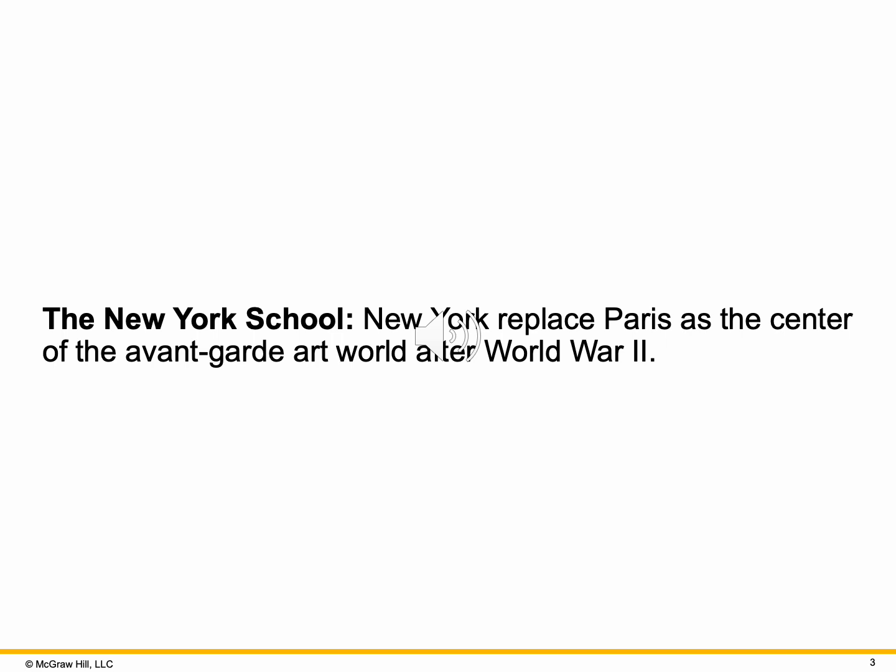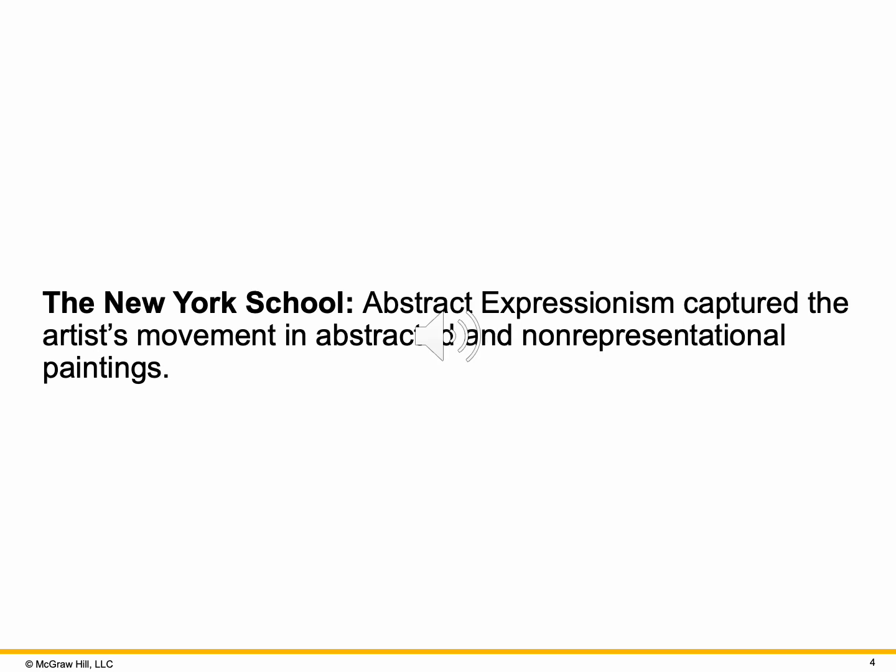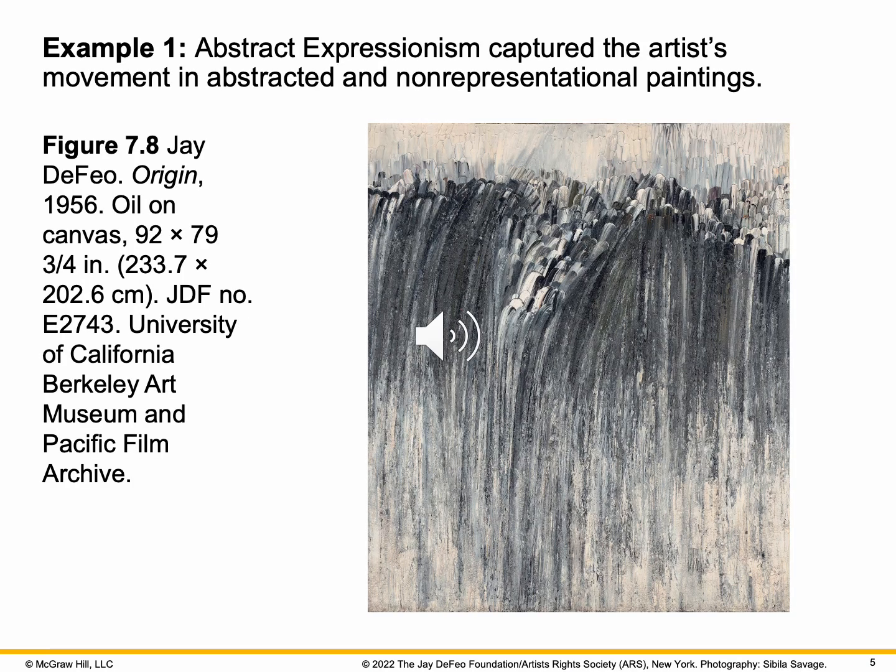The New York School. New York replaced Paris as the center of the avant-garde art world after World War II. Abstract Expressionism captured the artist's movement in abstracted and non-representational paintings. The mid-century artist J. DeFeo took impasto to dramatic lengths. The strokes of oil paint in her non-representational origin look thick and doughy, especially toward the top.